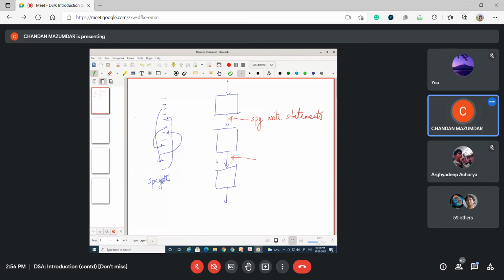Spy write statement. So here you can insert one. Here another spy statement can be inserted, and so on. Right? So what will happen? You can localize the bug.